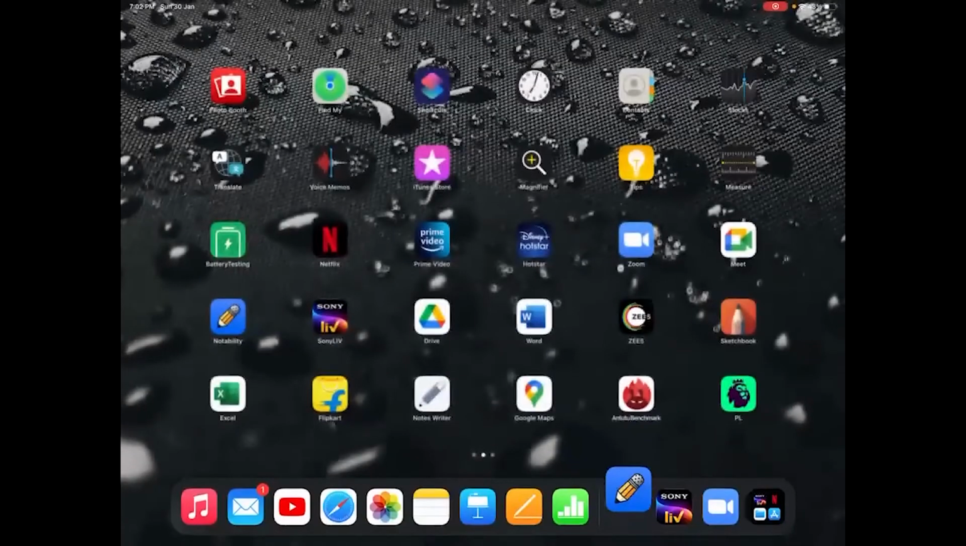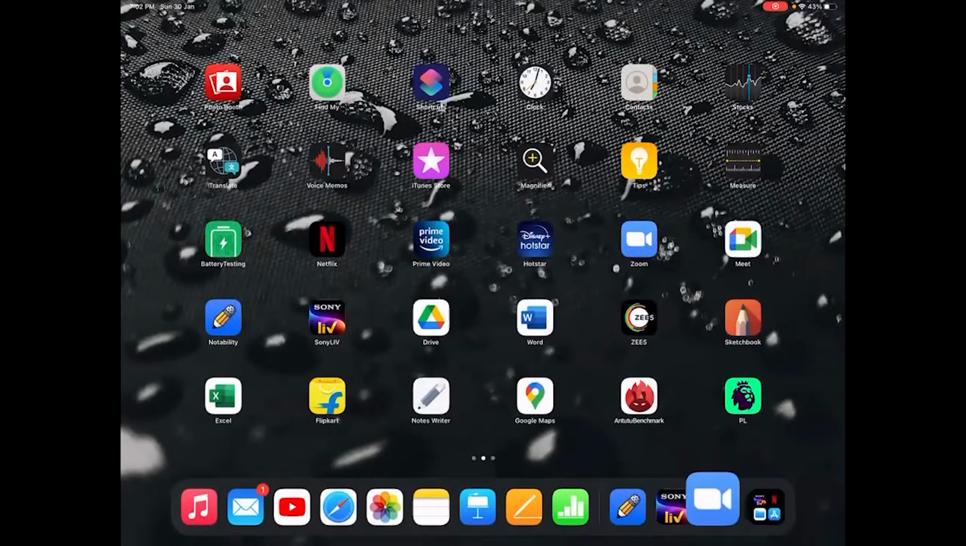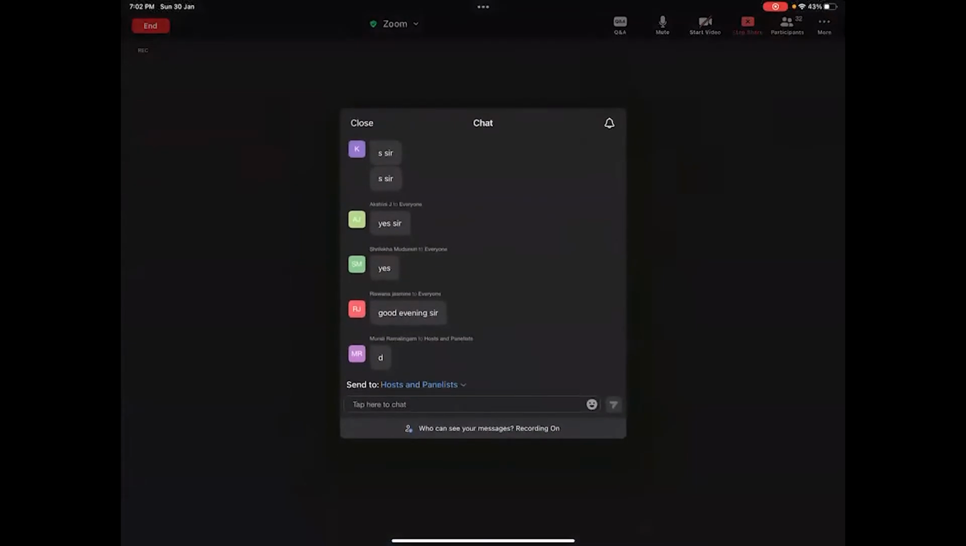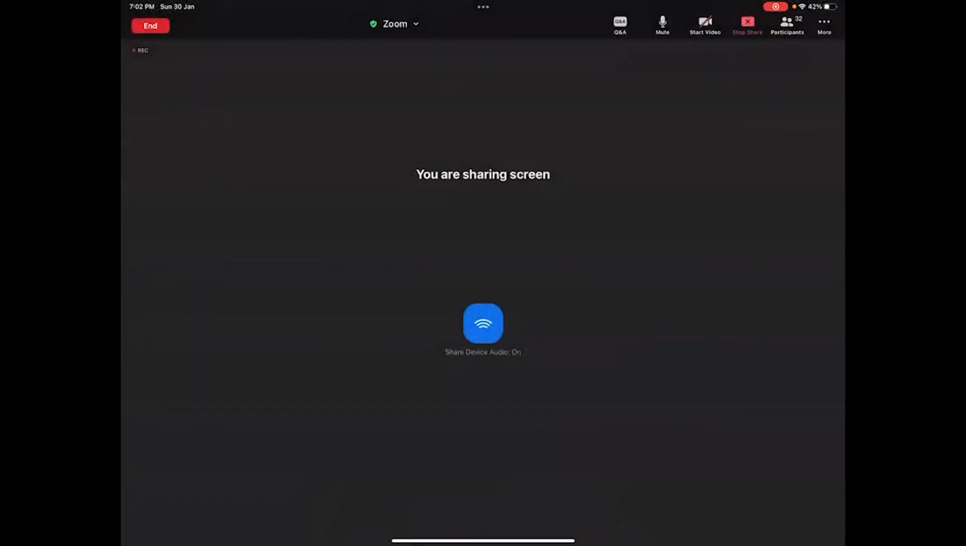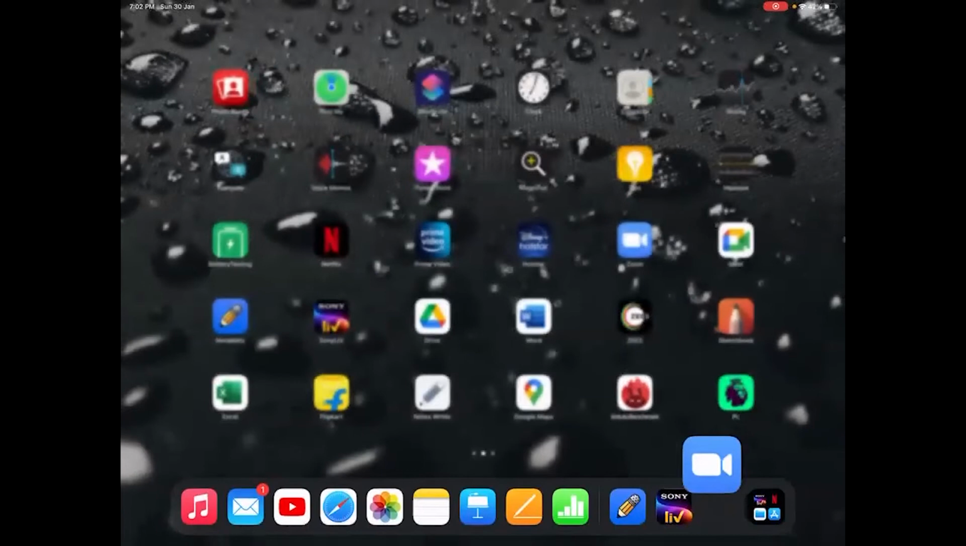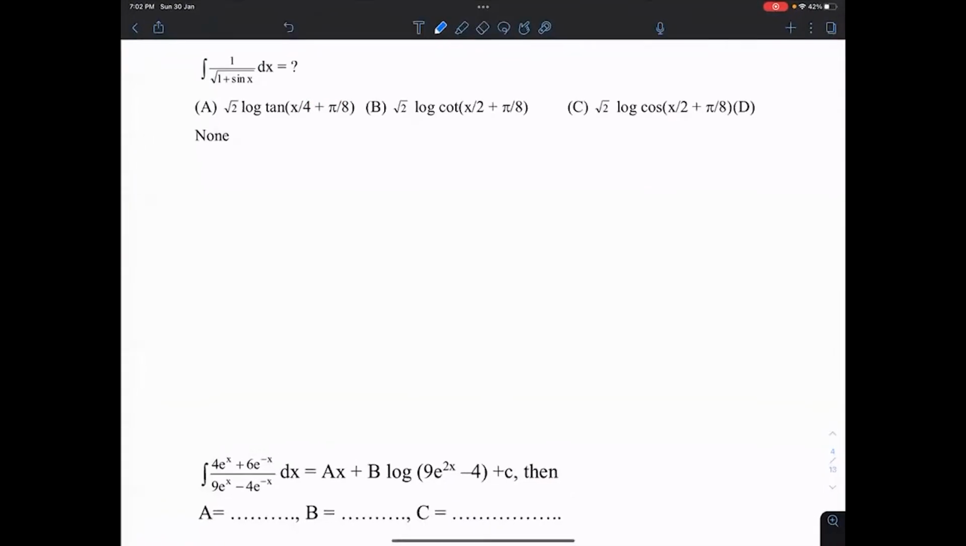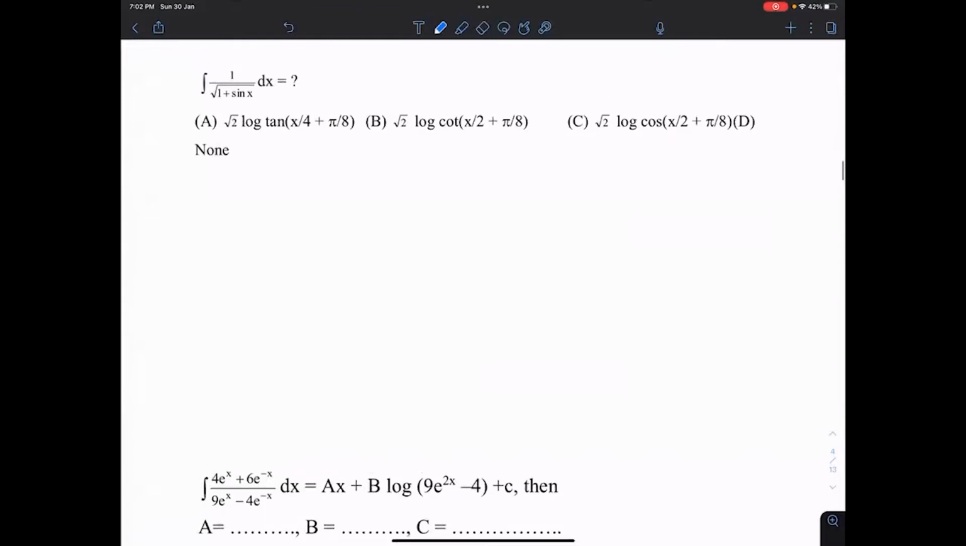Let me just see, any doubts, anyone? Okay. Next, integral dx by root 1 plus sin x.